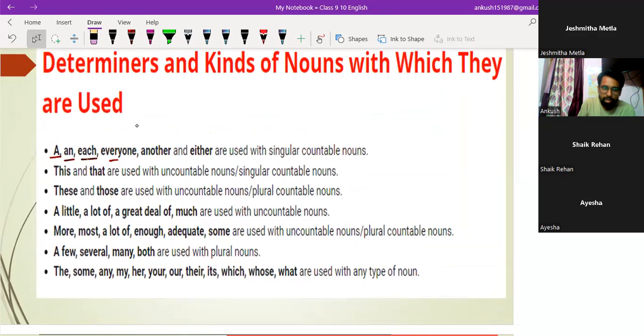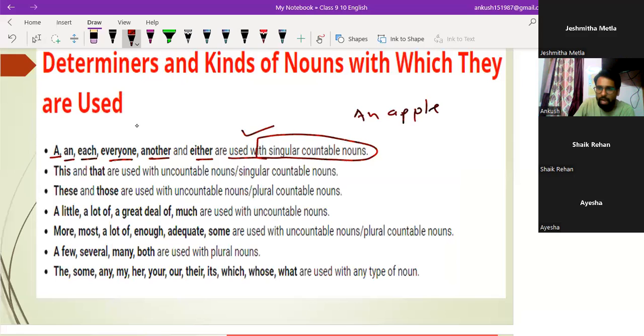A, an, each, every, another, and either are used with singular countable nouns. With what? Singular countable nouns. For example, an apple, a cow. This is a singular noun and also countable. Understood?